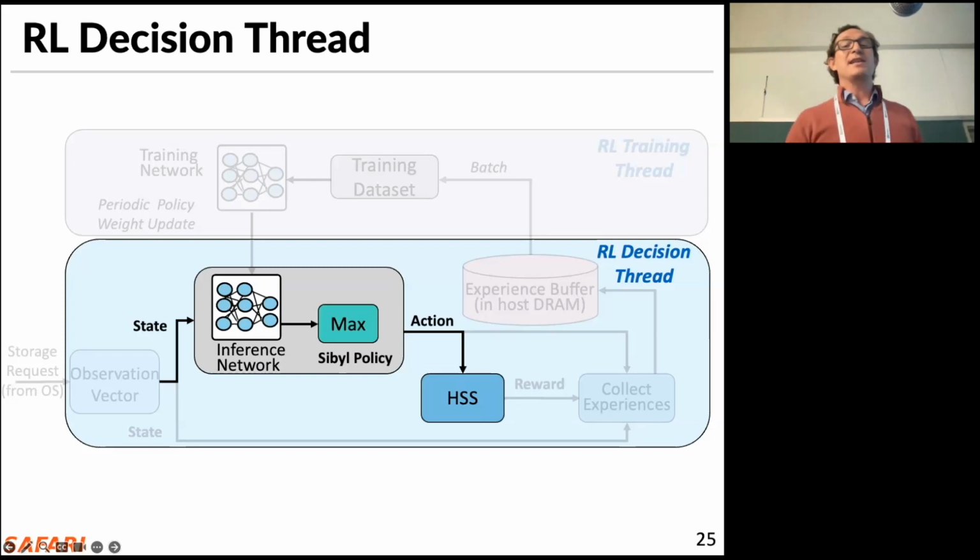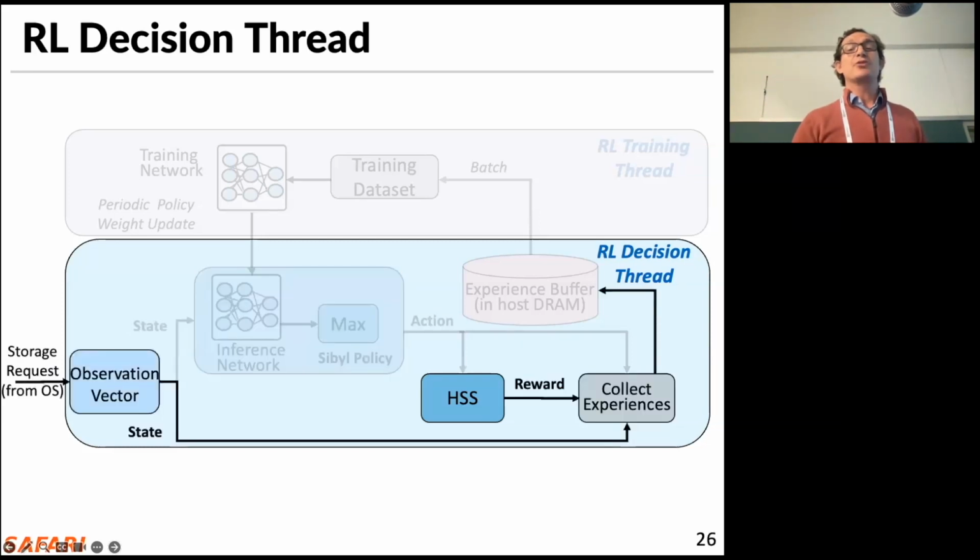And then the policy decides an action based on the maximum reward that it would predict for the action that it's going to choose, and then acts on it on the hybrid storage system. And then it observes the reward as a function of the latency, as we discussed. And then it updates this experience buffer with the reward and the state.